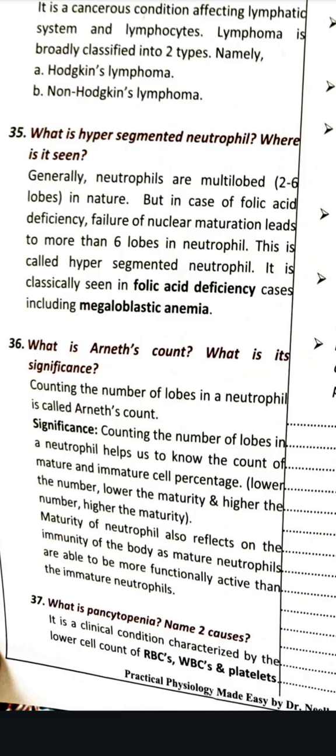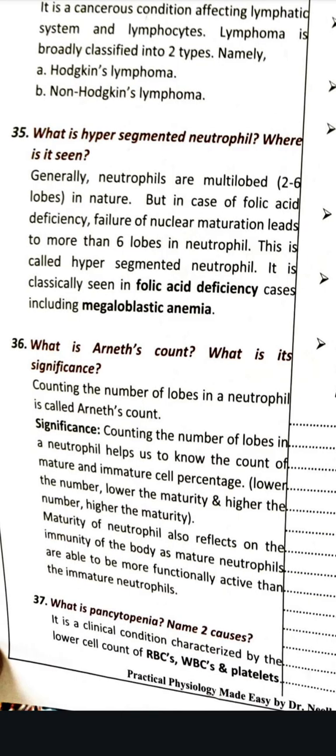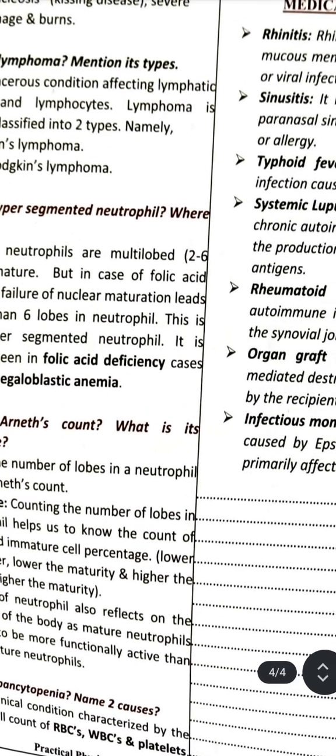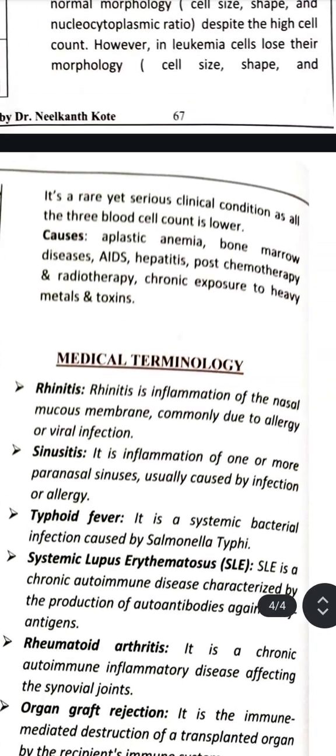What is the Arneth count? What is its significance? Counting the number of lobes in neutrophils is called the Arneth count. Significance: counting the number of lobes in a neutrophil helps us know the percentage of mature and immature cells. Lower the number, lower the maturity. Higher the number, higher the maturity. The maturity of neutrophils also reflects the immunity of the body, as mature neutrophils, with more lobed nuclei, are more functionally active than immature neutrophils.